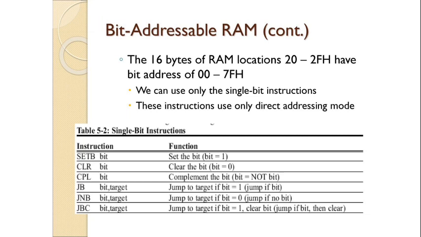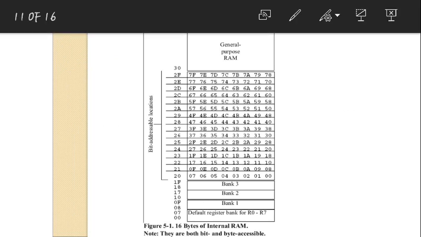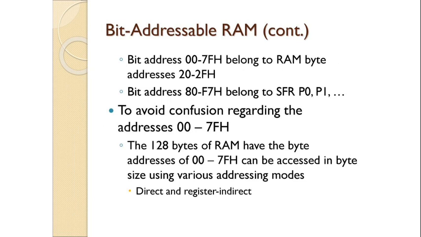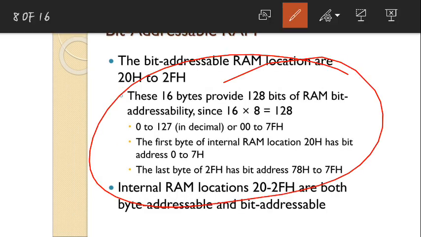So these are the single bit instructions that you use for these RAM locations. See, here he mentioned clearly. In this slide there was a lot of confusion. Here, whatever he spoke, you have 20H to 2FH, that is bit addressable. In this 16 again, you have 128 bytes.